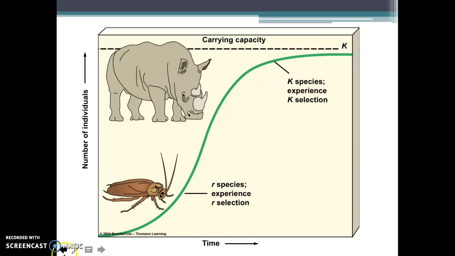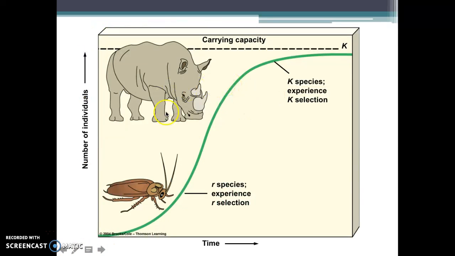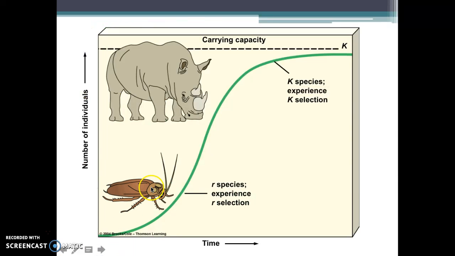Your R species has a high rate of population increase. They reproduce early and have many offspring. So these would be like your little things that reproduce really, really fast. K-selected are things that reproduce later in life, like your large mammals, things like that. So your R species is your little cockroach, for example, and your K species is like your big rhinoceros. If you think about it, R species is like your J curve, your exponential curve, and K species would be more along the lines of slower growth.